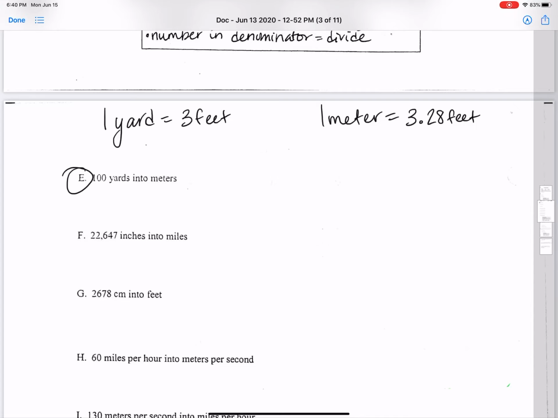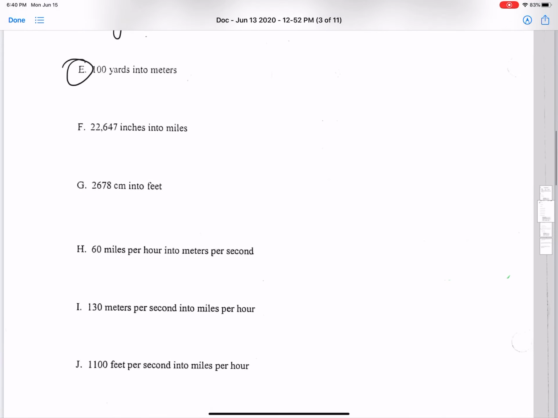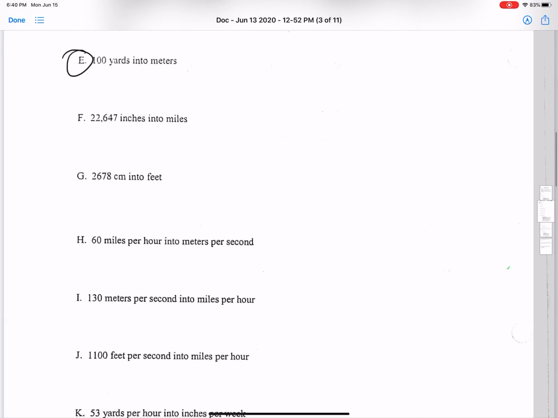E in your dimensional analysis packet. Before we start question E, we want to make sure that we have the correct conversion factors that we need for the question. If you notice, question E is just a 1 unit conversion factor. It's strictly turning yards into meters. You have exactly 100 yards and you're trying to figure out how many meters that is.